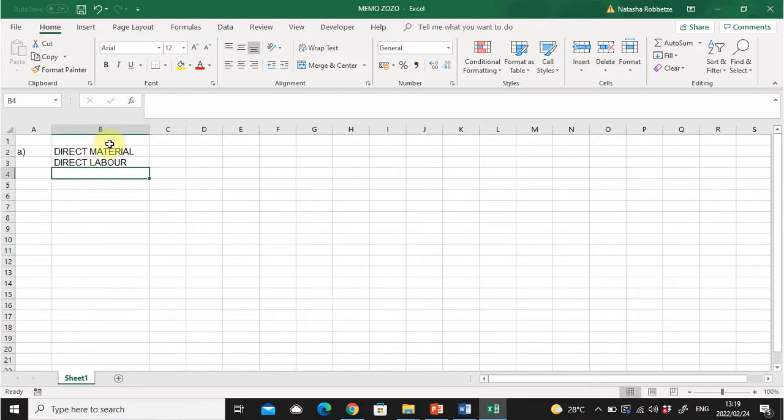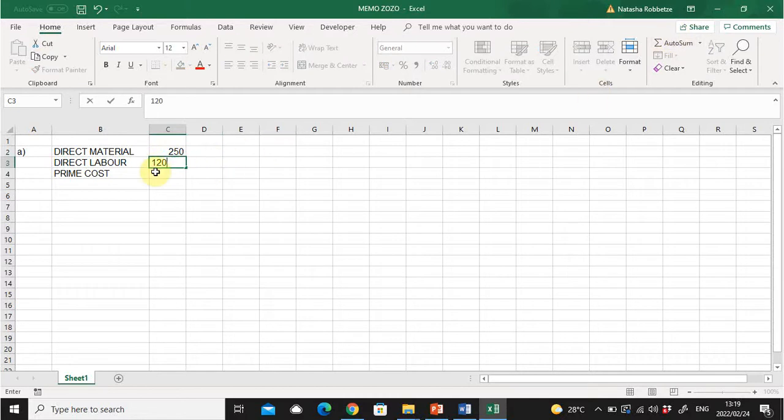Right, we need to get to our prime cost then. So for the prime cost, we need to go and look at the direct material given in this marginal costing question. It is 250 Rand for the material and it's 120 Rand for the labor. To get to the prime cost, these two need to be added together. Right, then we need to add our markup.